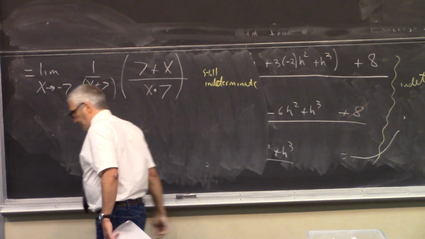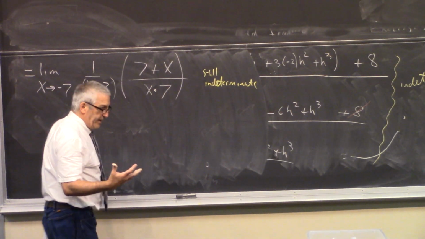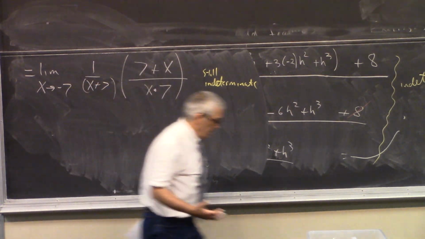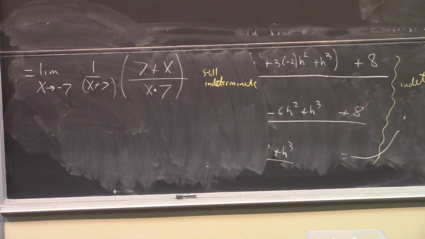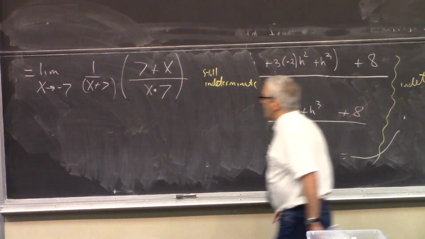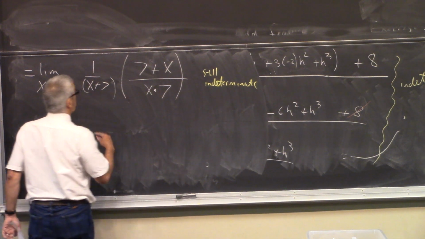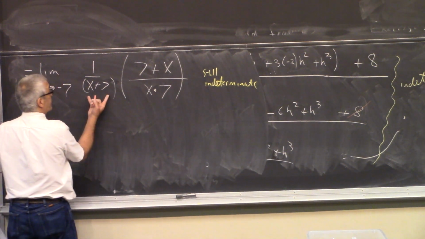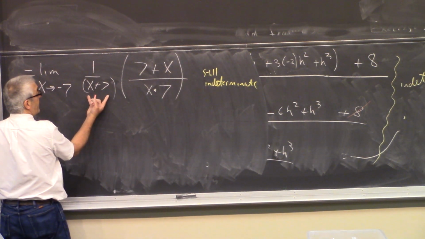But look, having done this algebraic rewriting, you can see very clearly what's causing the indeterminacy. What's causing the indeterminacy is this factor and this factor. X plus 7 divided by x plus 7.